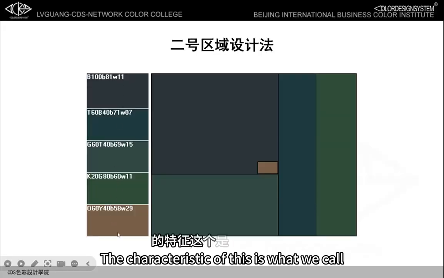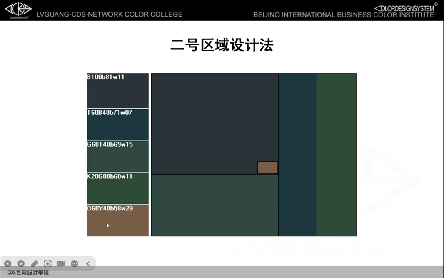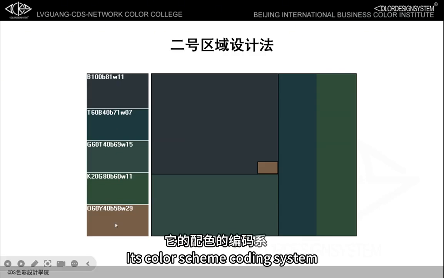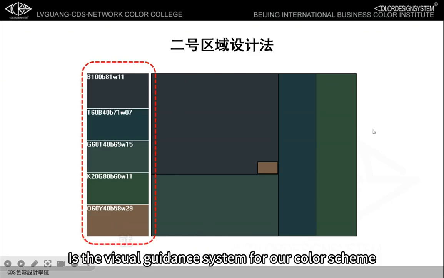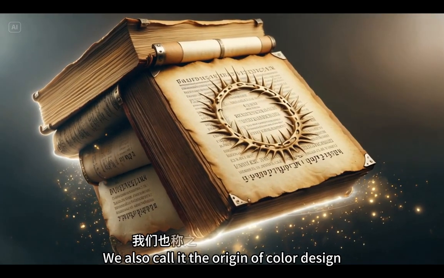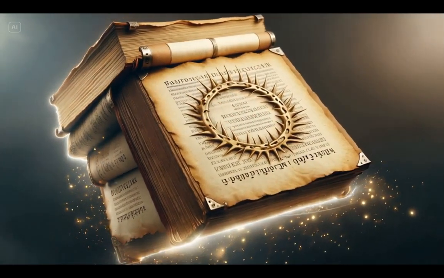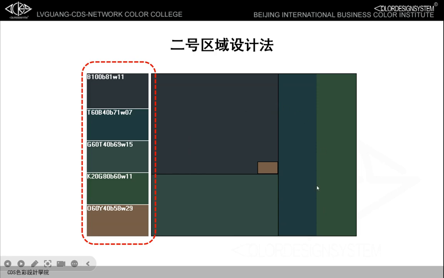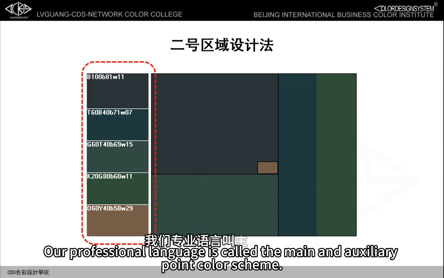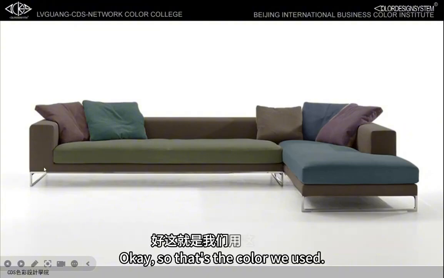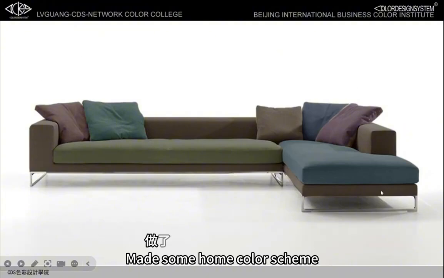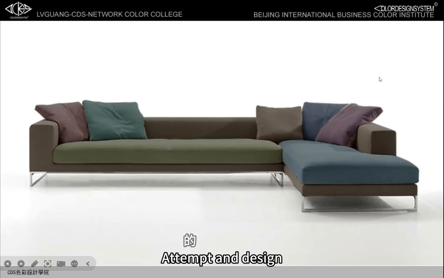The characteristic of this is what we call its color scheme coding system. And this part is the visual guidance system for our color scheme. We also call it the origin of color design. Our professional language is called the main and auxiliary point color scheme. Guiding area scheme. Okay, so that's the color we used. Made some home color scheme attempt and design.